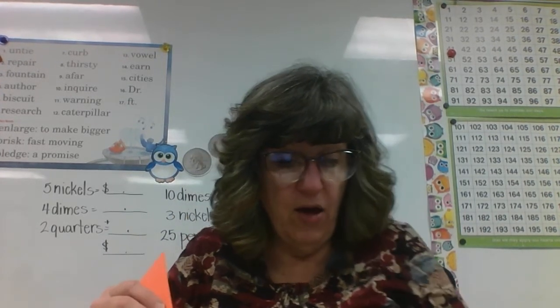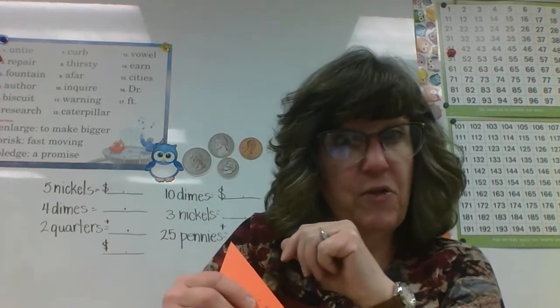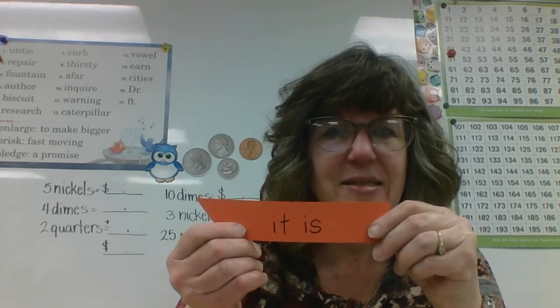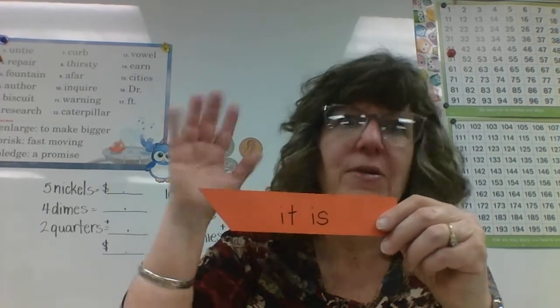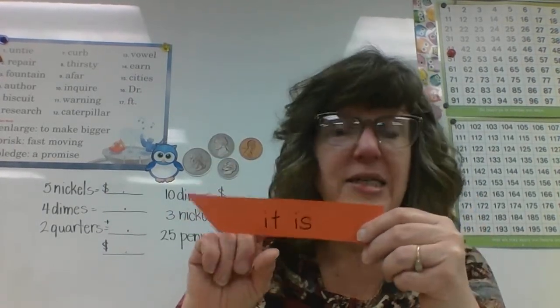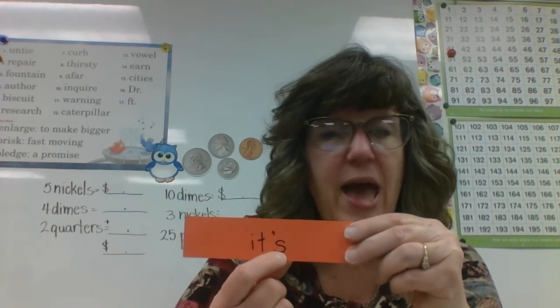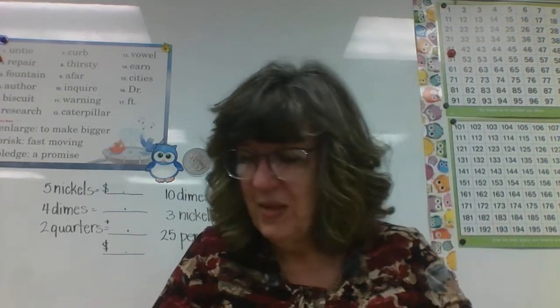Okay, Ben, next one's yours. We're at the middle one. Okay, on the second side, on the vertical side. Super simple one. It is. I know, Ben. You didn't even have to think about it. You've got this. It is turns into it's. I-T apostrophe S. Awesome job.